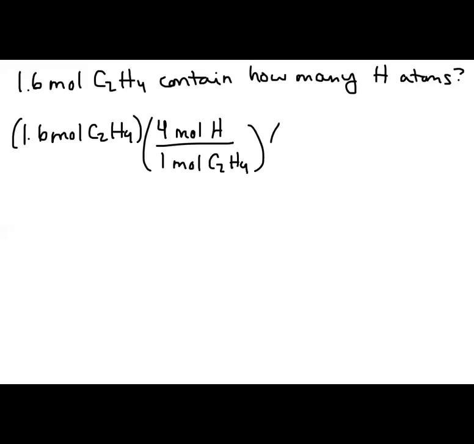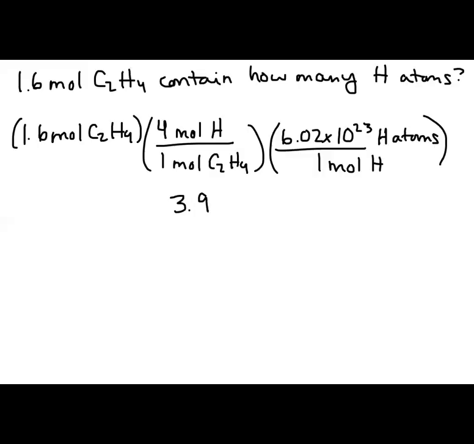And then what's our last step? 6.02 times 10 to the 23rd H atoms per 1 mole of H. And you should have gotten 3.9 times 10 to the 24th. And sig figs are still important, just so you know.